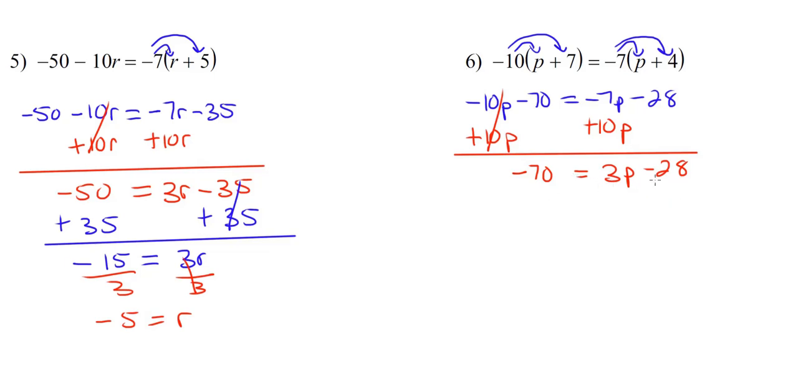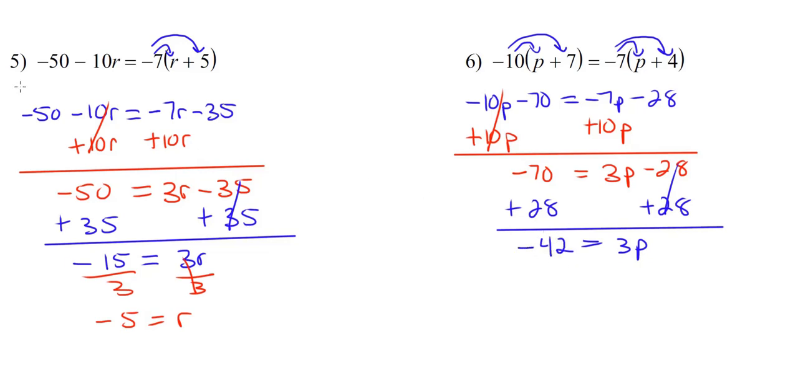Next step, we need to get rid of this negative 28, so we're going to add 28 to both sides. On the right, these cancel out, leaving us with 3p. And on the left, negative 70 plus 28. Different signs subtract, keep the sign of the bigger number. That's going to equal negative 42.